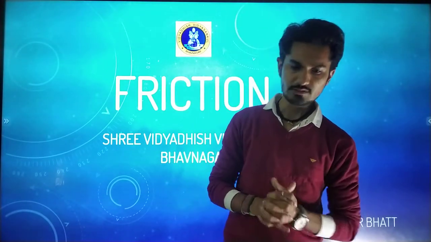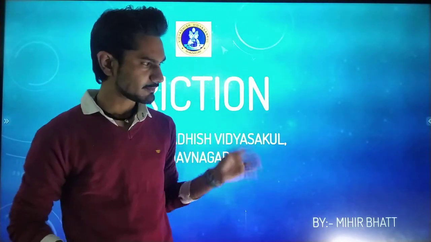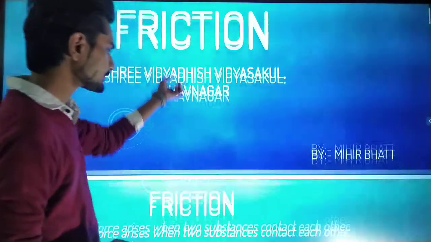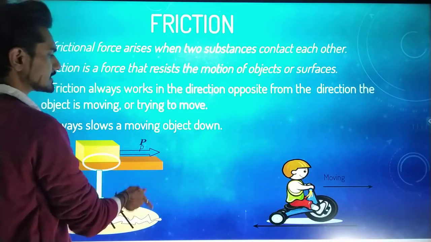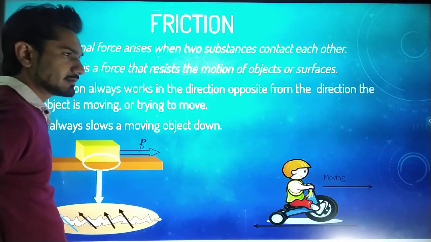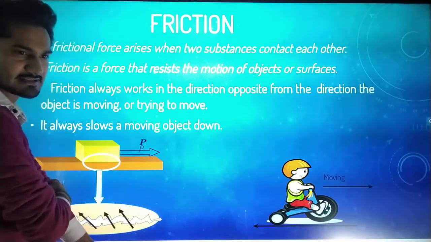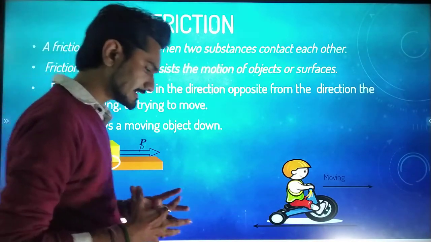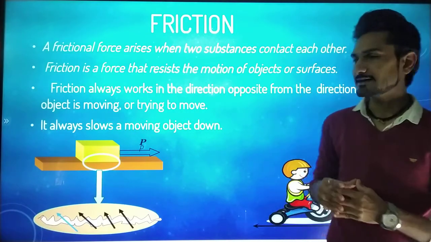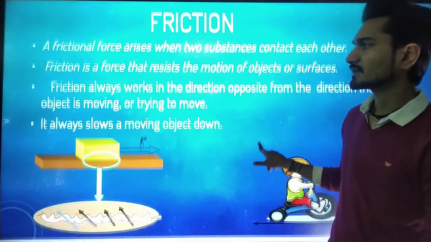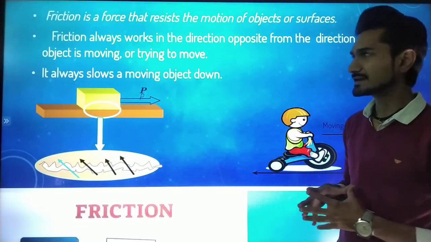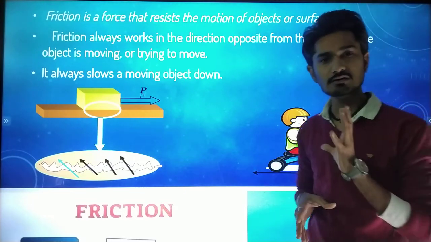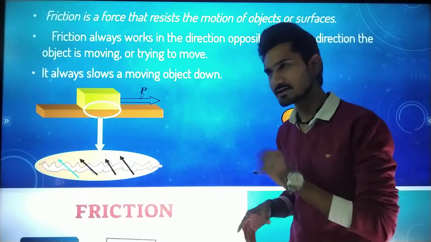These types of topics we have already seen, but let us take a brief preview of what we have seen. The first thing is about friction. When normally two surfaces come in contact with each other, it will automatically create friction. Friction always works in the direction opposite to that in which the object is moving.